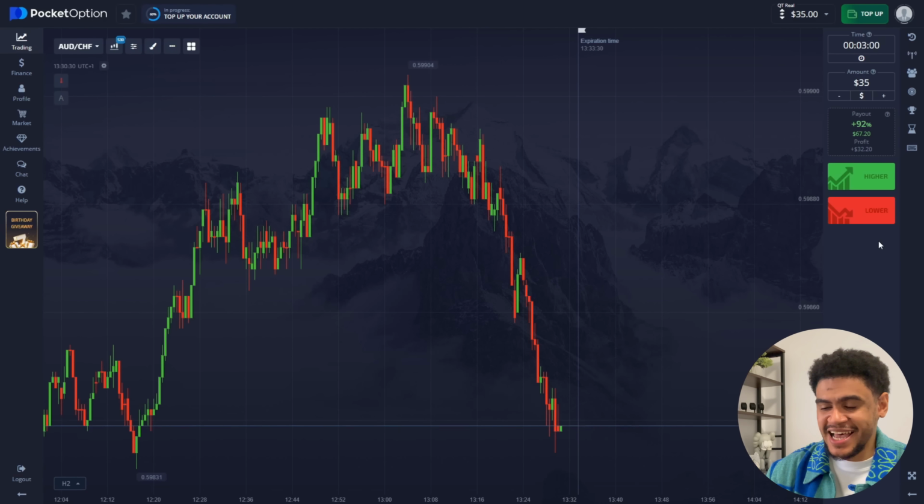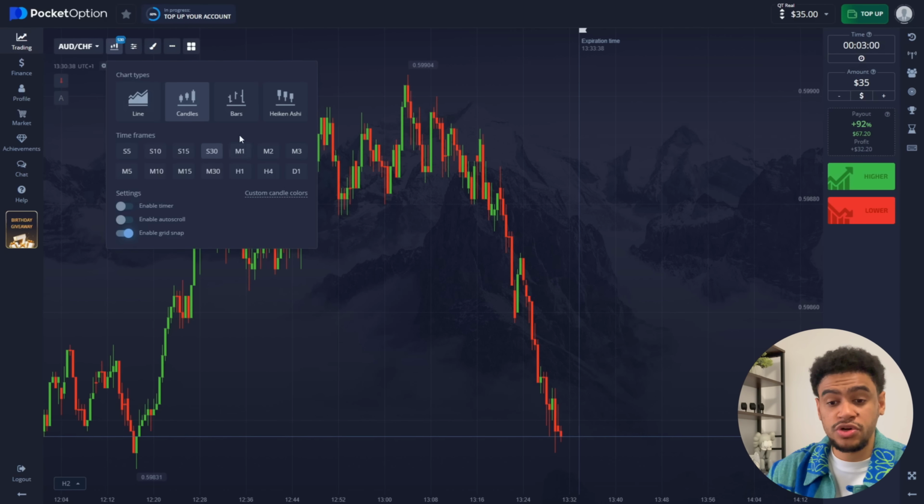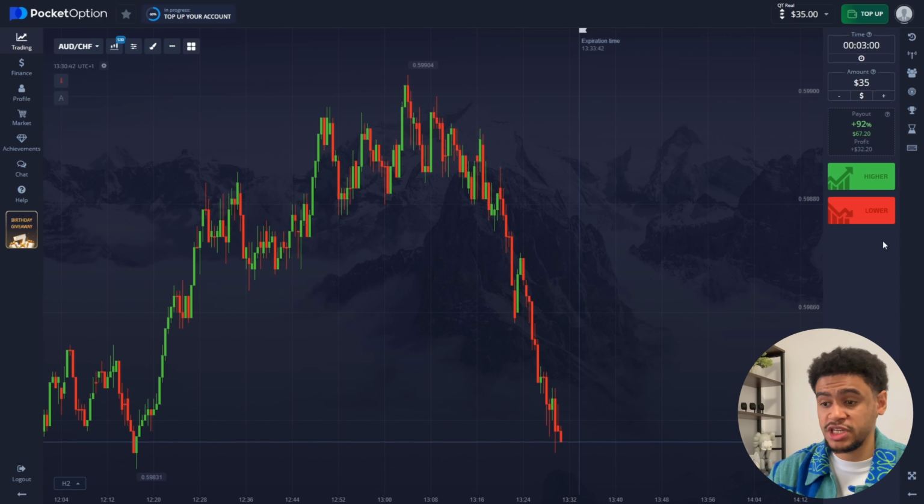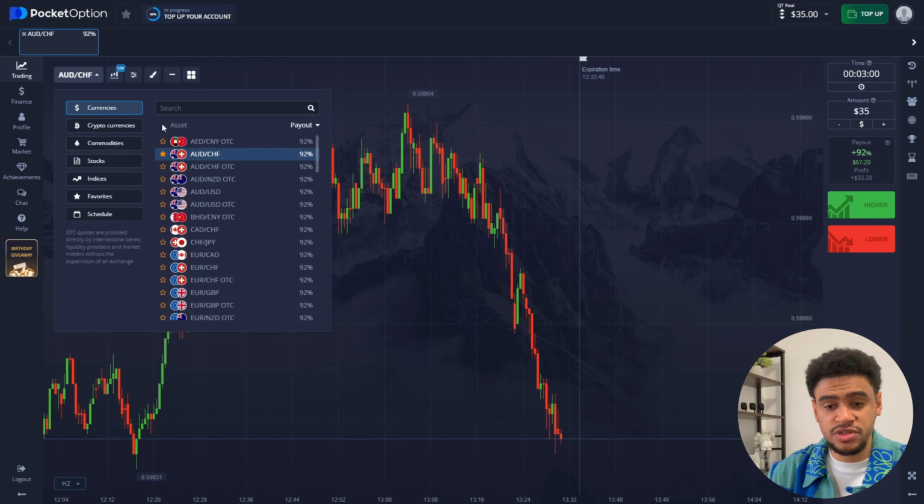Okay, so as I said, we're going to start our trading session with $35. We're going to trade on 3-minute expiration time, and our chart time frame is going to be set to 30 seconds. Very standard settings for me. I do change them from time to time depending on the strategy I'm trading with, but for the most part I use these settings.